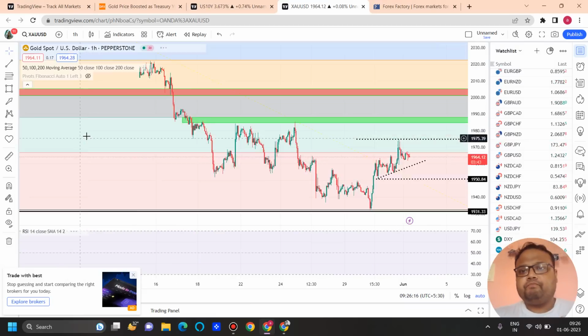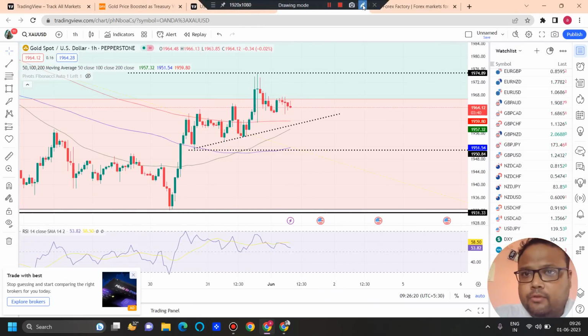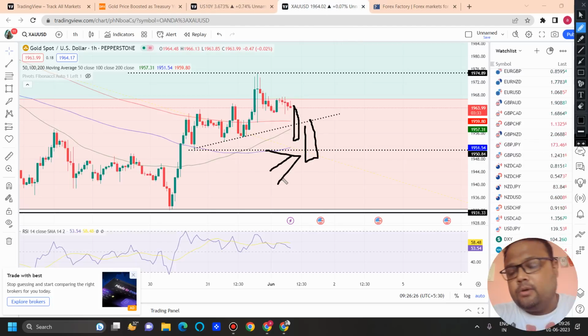Lastly, if gold breaks the 1950 level with a good amount of volume, if you see that gold is going down with big red candles, you can also look for a sell position below 1950. These are the levels from my analysis.